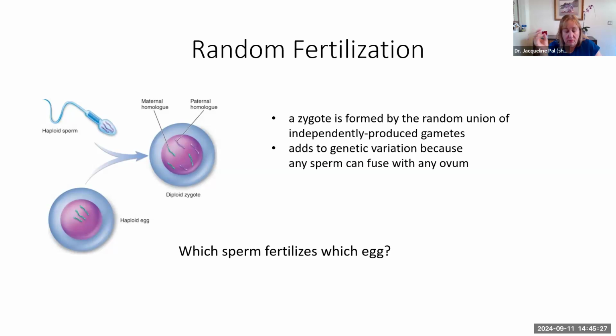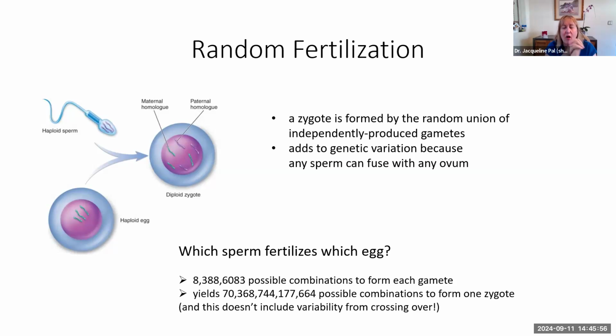So how do we determine what sperm fertilizes with what egg? What are the odds? How do we know what our choices are? Well, remember there were almost 8.4 million possible combinations for each sperm and 8.4 million combinations for each oocyte. And so we take that 8.4 million and we multiply by another 8.4 million. That means there are over 70 trillion possible combinations to form one of you. And that's not even including any variability from crossing over in prophase one.